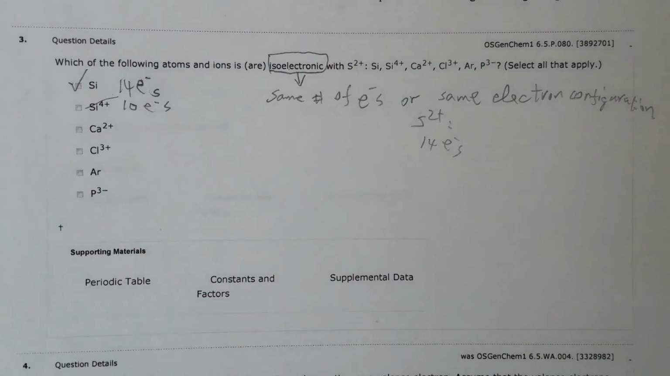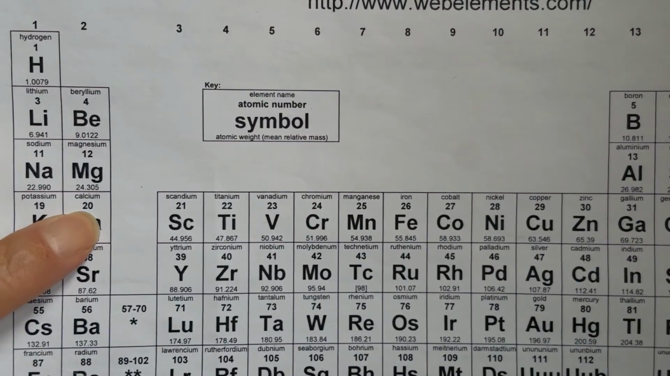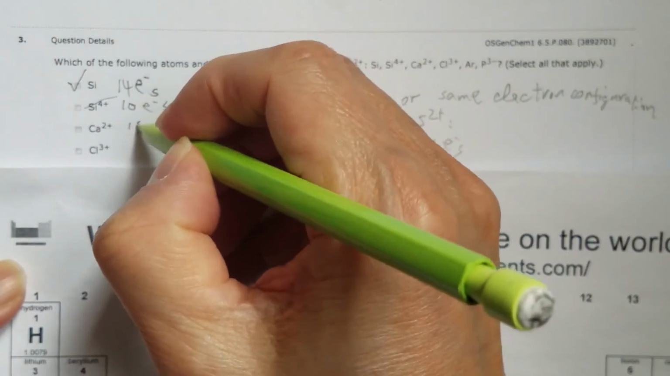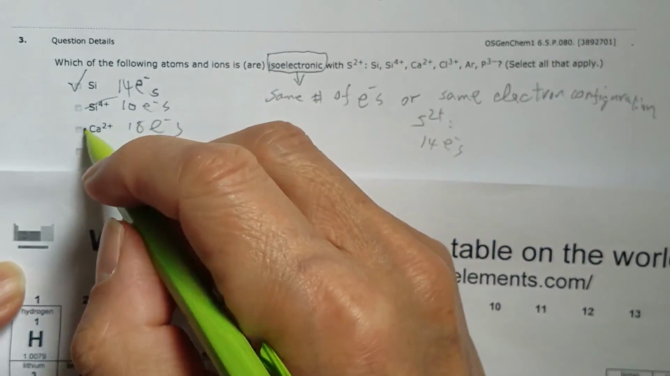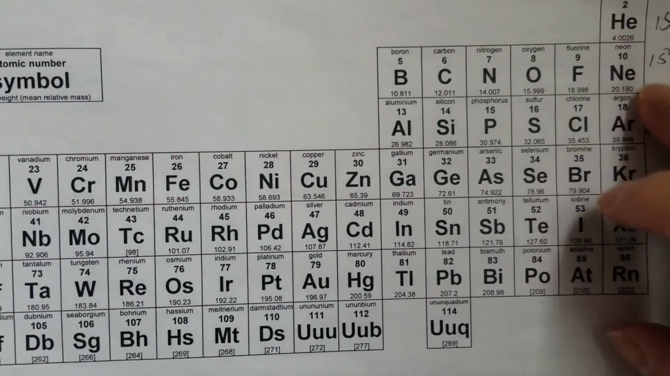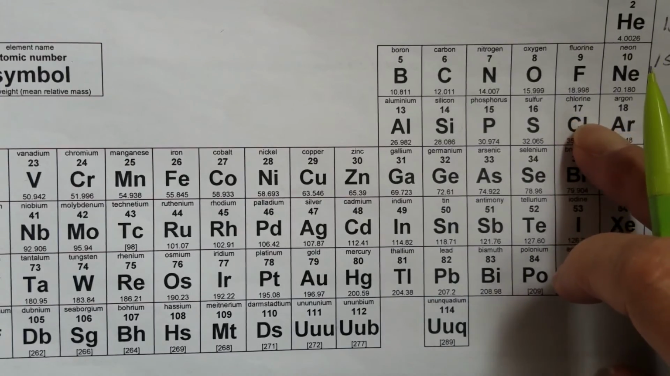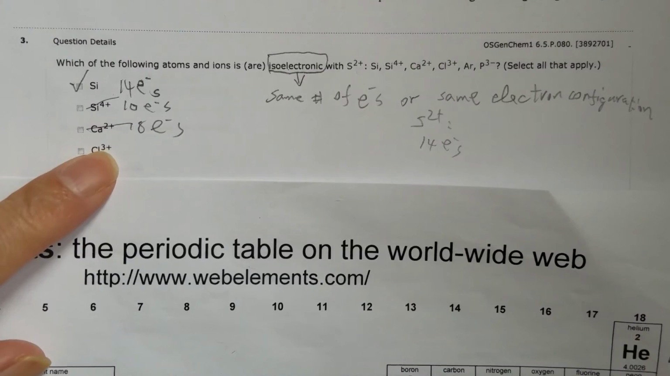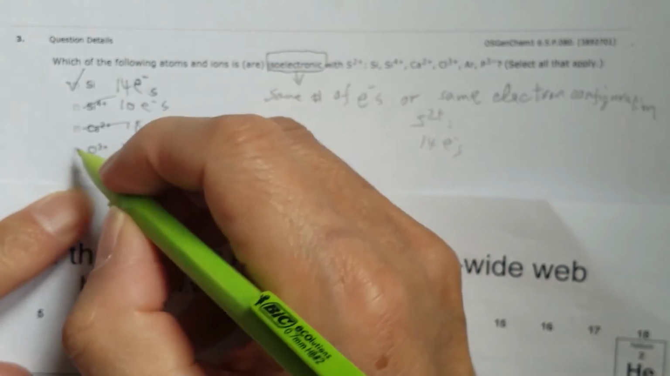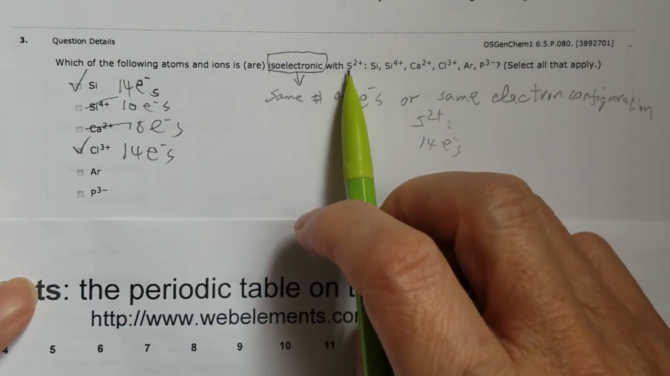That won't work. Calcium. Calcium atom should carry 20 electrons. Now 2+, lost 2, still has 18 electrons. So that one is out. Chlorine 3 plus. Chlorine atom should have 17 electrons, but 3 plus means lost 3. That should be 14 electrons. That's another one that is isoelectronic with the S2+.